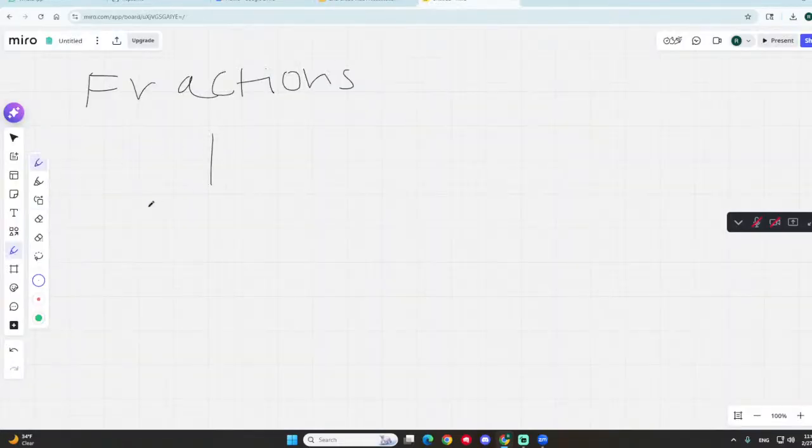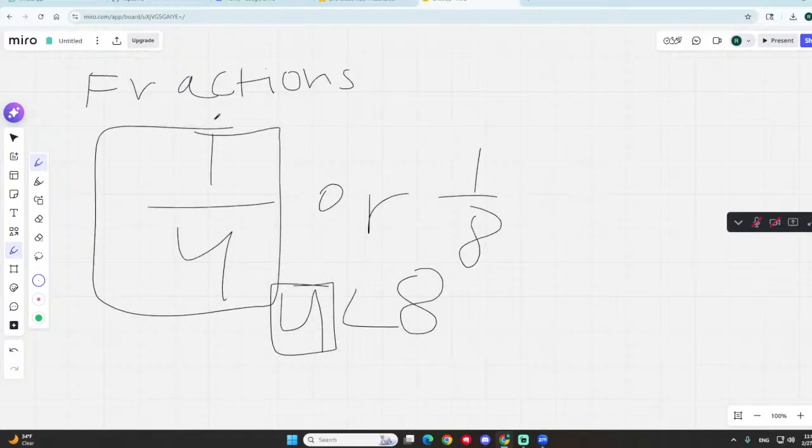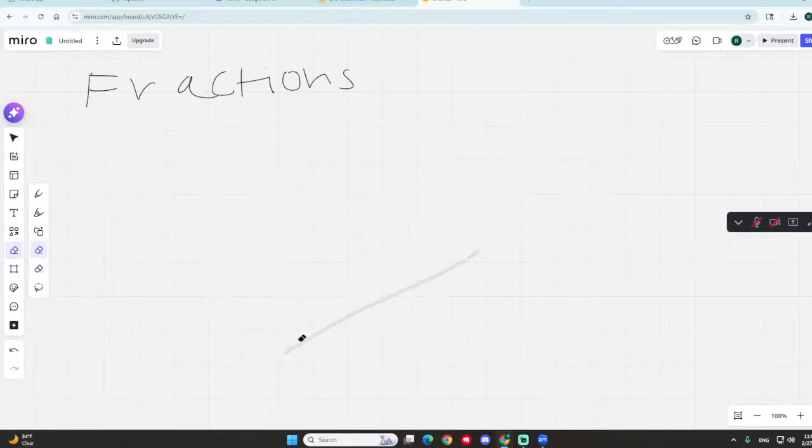So 1/4 or 1/8. The numerators are equal, so we have to look at the denominators. 4 is less than 8, so that means since the denominator is lower, this fraction is larger. So 1/4 is larger. 1/3 or 1/5.